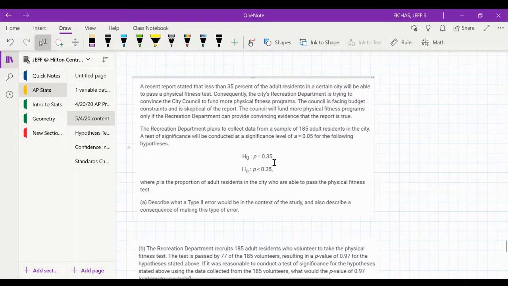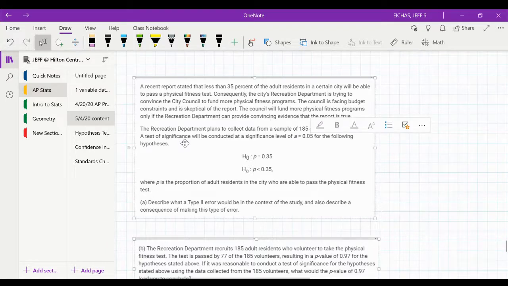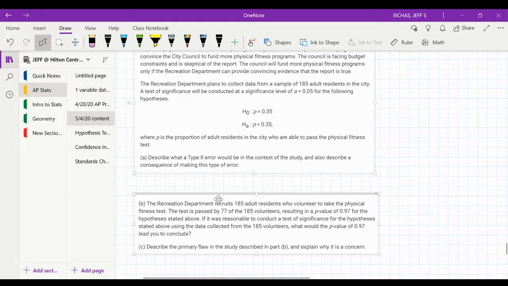Now, if few adults are able to pass the physical fitness test, the recreation department might be able to convince city council that we need this new physical fitness program. If the study shows that so few people can pass it, then we need to invest some more money into a better recreational physical fitness program. It has to be under a 5% significance level. All right. What is a type 2 error?